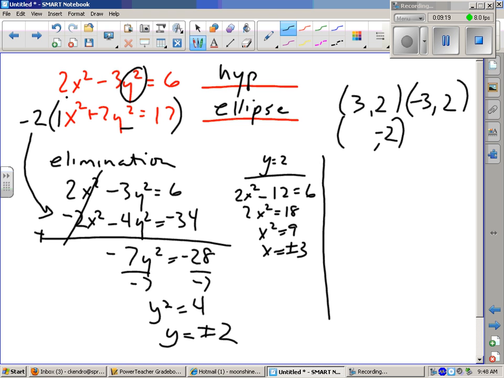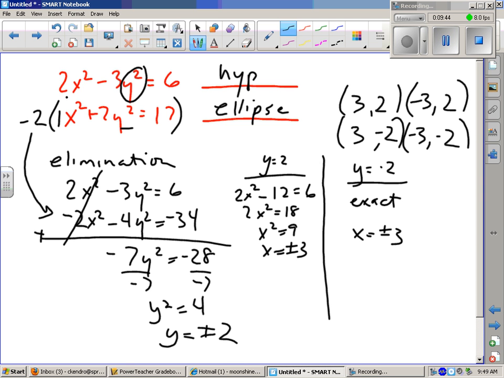So it looks like we're going to get 4 answers, because when I do that here with negative 2, if I plug a negative 2 in, I'm still going to get the same exact result. So I'm going to get x equals plus or minus 3, because the negative is going to cancel out with squaring it. So I'm going to have another 3 and negative 3, negative 2. So those are my 4 points.